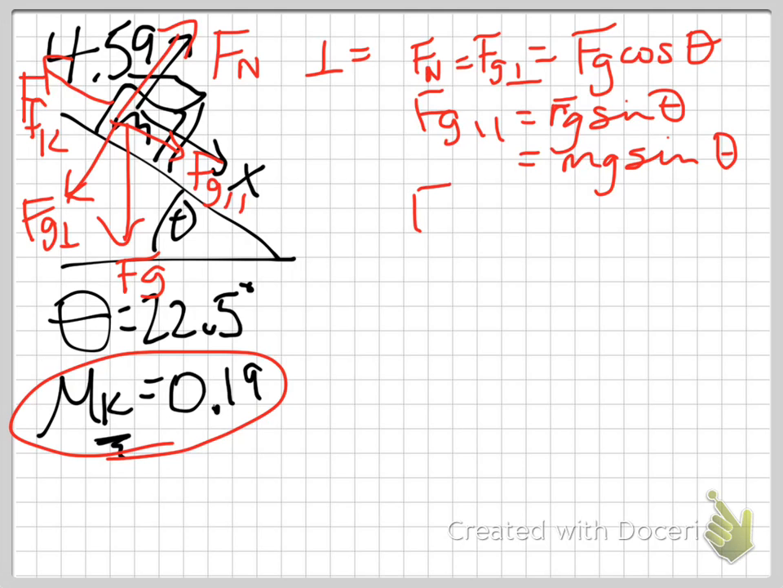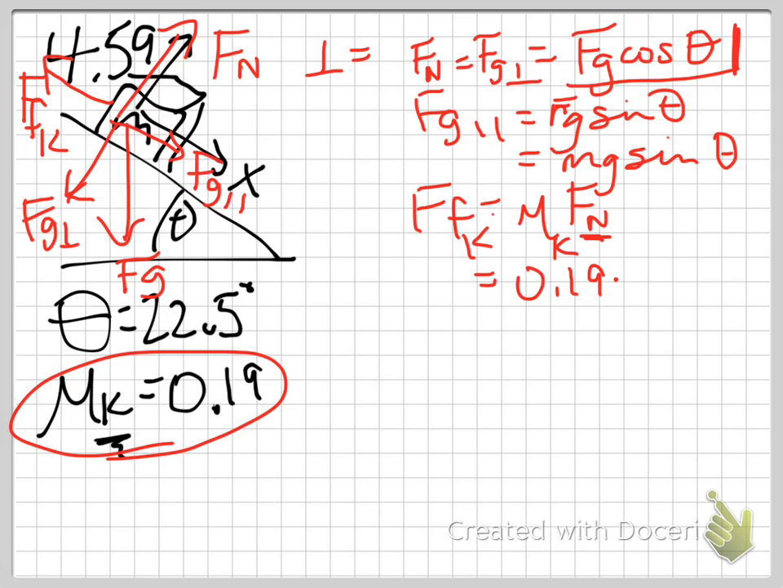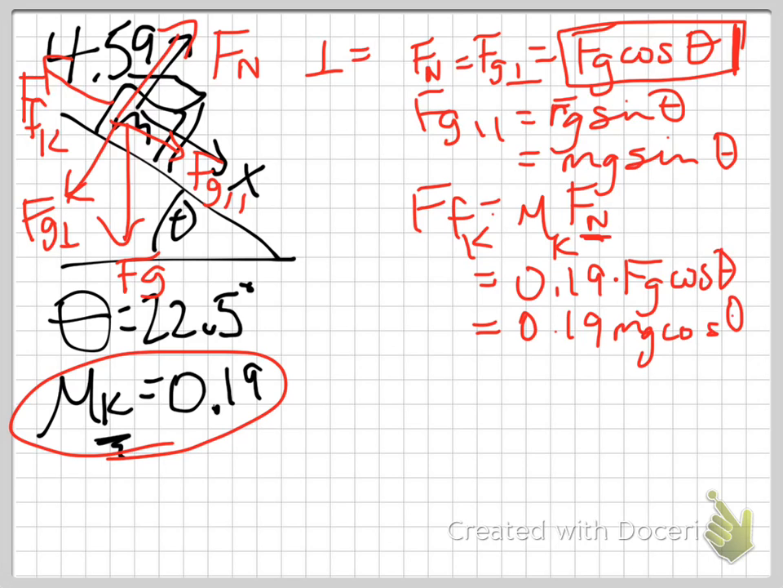And the friction force, if we want to calculate it, is mu Fn, and this is friction force kinetic, so we use mu k, so that's 0.19 times Fn, but Fn, we just said, was Fg cosine theta. We know Fg is mg, so it's 0.19 mg cos theta. So we have identified the value of all these forces.